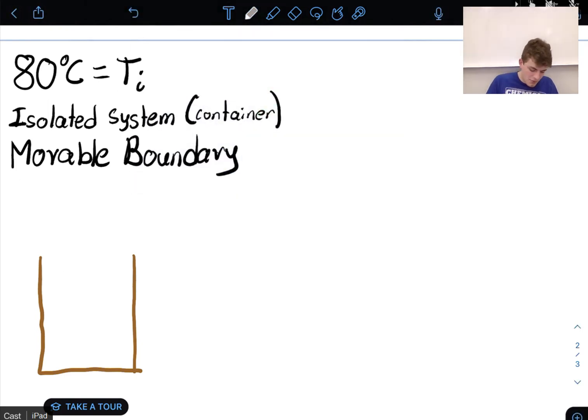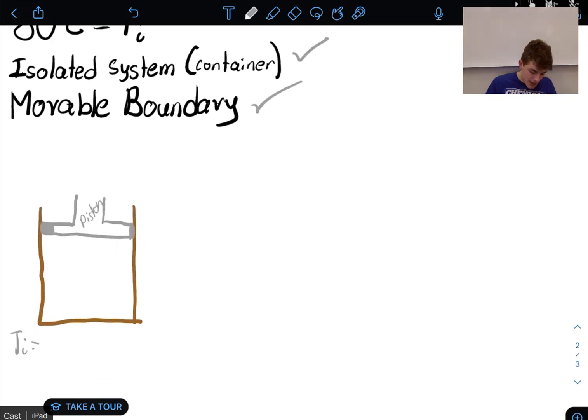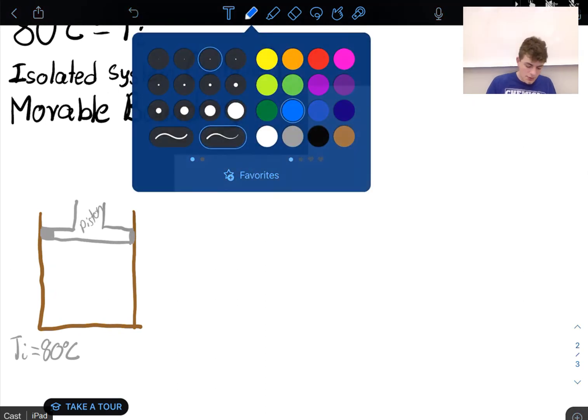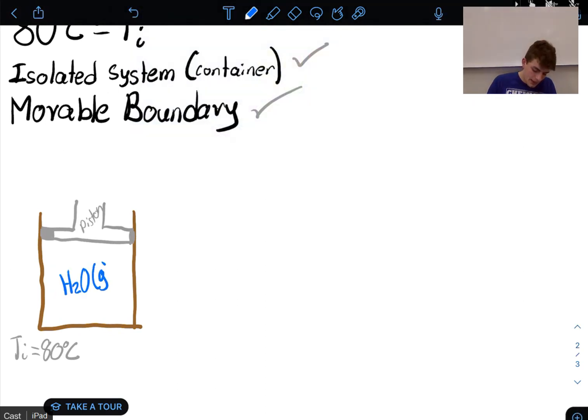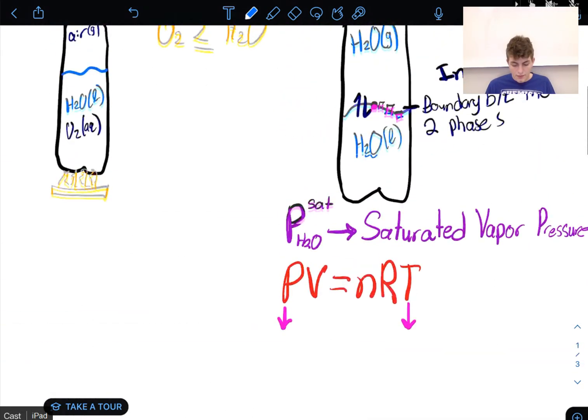And I'll do a gray movable boundary here. That way it's differentiated from the rest of it. And I think the easiest example, or the one that comes up the most in most people's minds of a movable boundary, is indeed a piston. So this is a piston. All right. And so that takes care of our movable boundary and our system, and I can just denote that the temperature is at 80 degrees Celsius here. Now, we were also told that this was all water vapor, which means that the water vapor is going to have a volume associated with it.